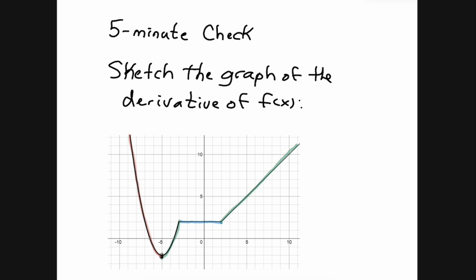So the first thing I would do for this problem on our 5-minute check is highlight some sections. If you might notice, I've made the decreasing sections of the graph red, the increasing sections green, and the constant flat section, the horizontal section, blue. Now, if we're going to sketch the derivative, the first thing I look for is any maxes and mins. I know that our derivative in that particular spot is equal to 0.